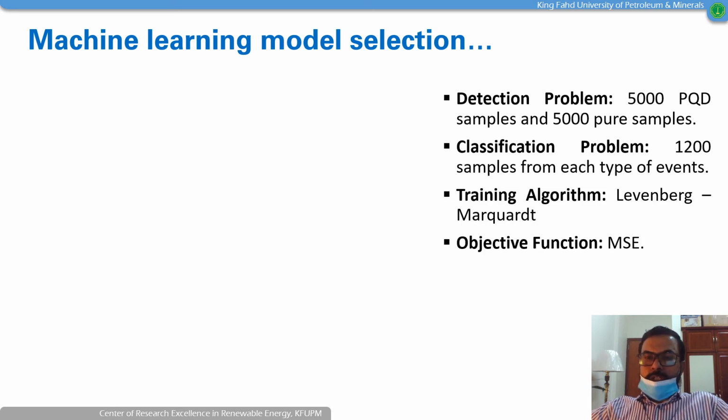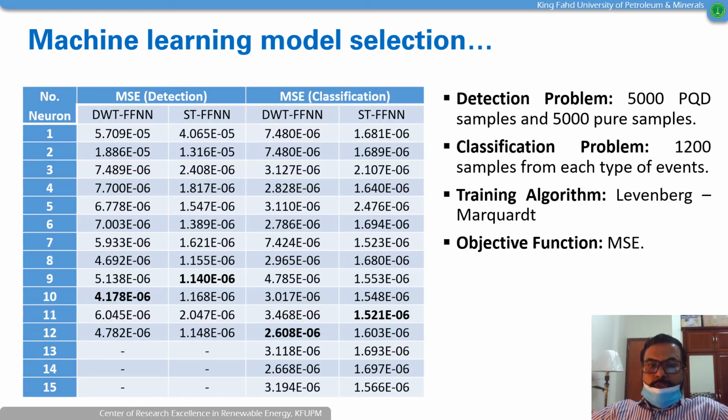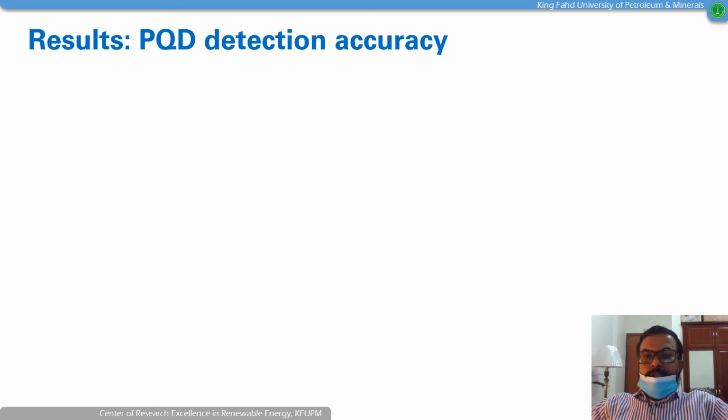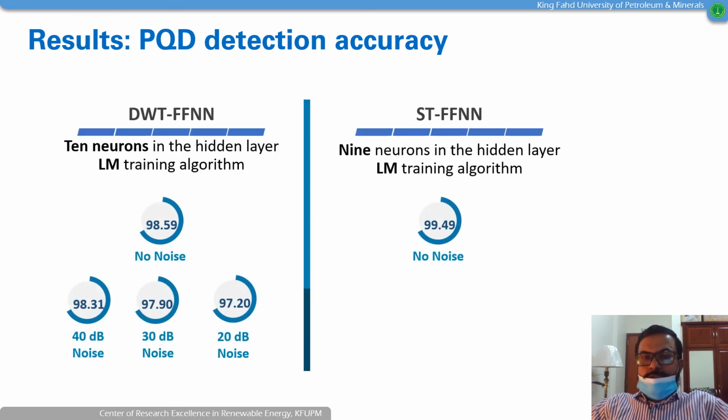At the beginning, we have used Levenberg Marquardt as our training algorithm, whereas our objective function was to minimize mean squared error. This table provides the objective function values for both PQ detection and classification problems. As can be seen, the ASD-based detection problem achieved minimum objective function while the number of neurons in the hidden layer was 9. Now let us have a look at the detection accuracy of our developed models.